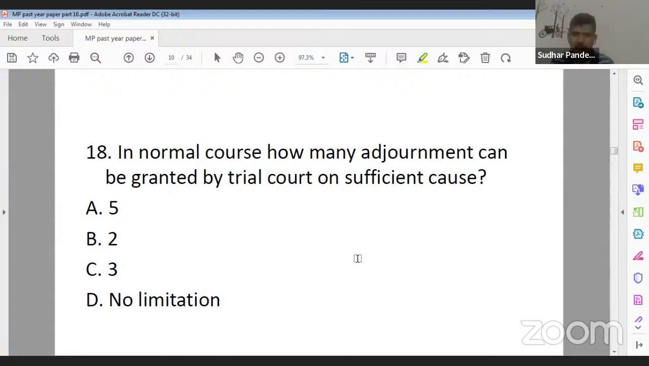How many adjournments can be granted by the trial court on sufficient cause? The correct answer will be C for Calcutta, that is 3. So 3 adjournments can be granted by a trial court on sufficient cause, not more than 3, right? Next question.